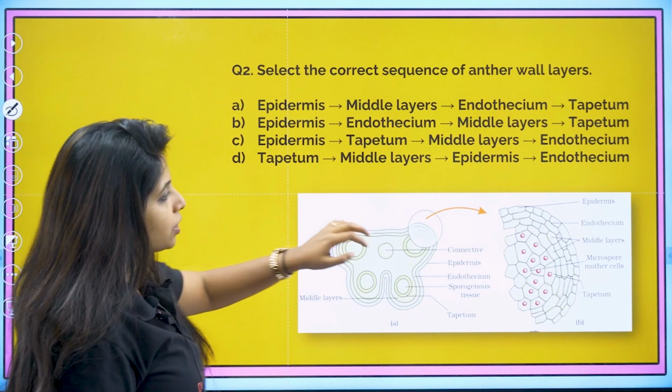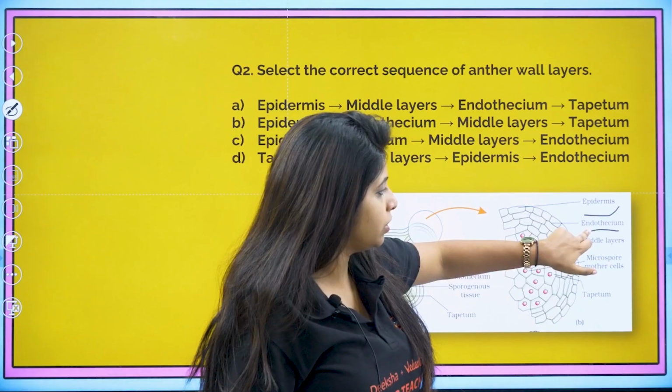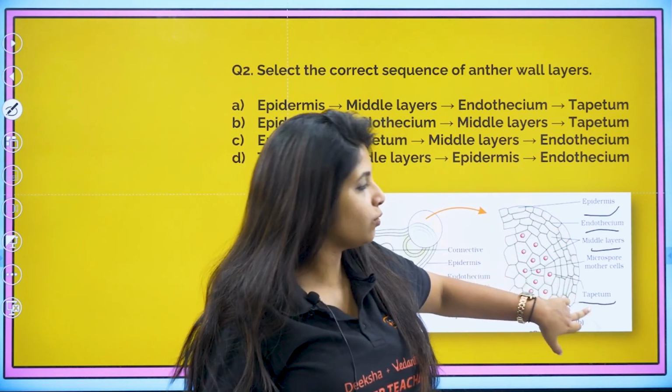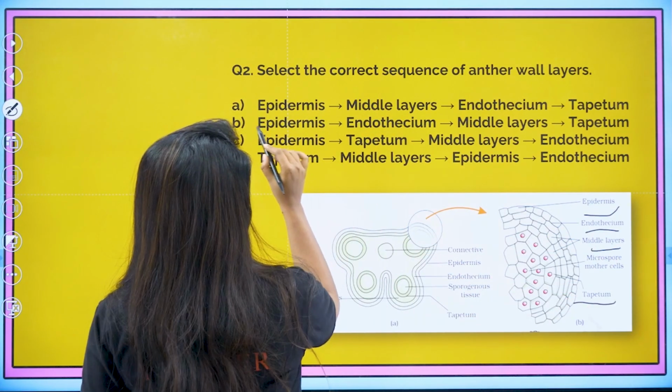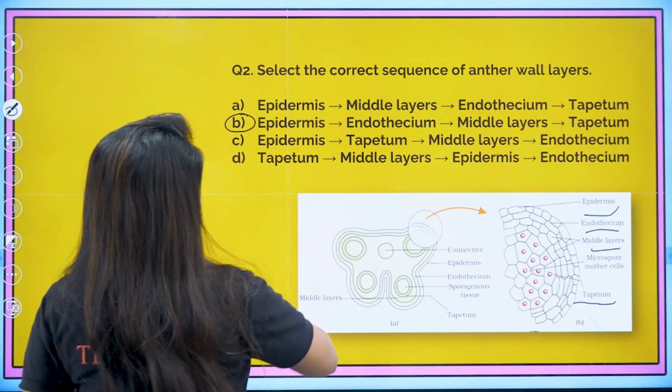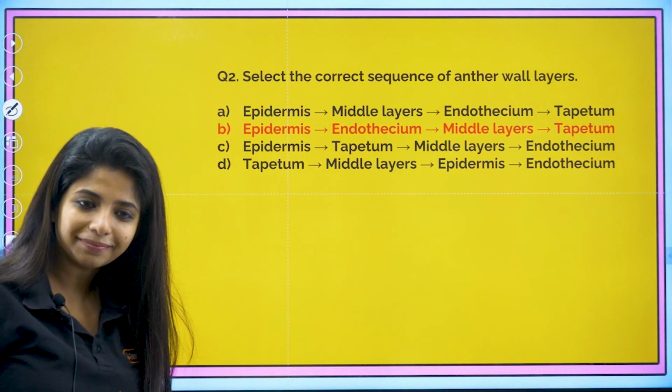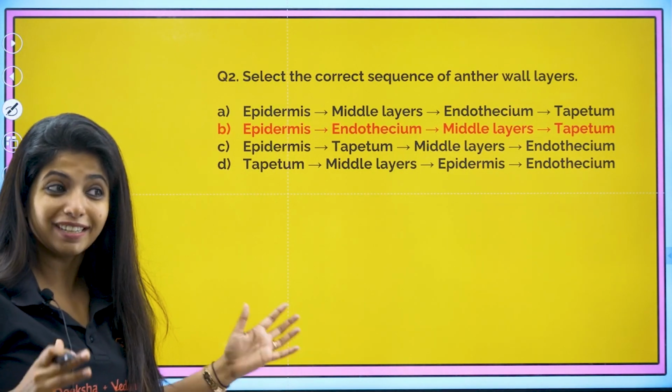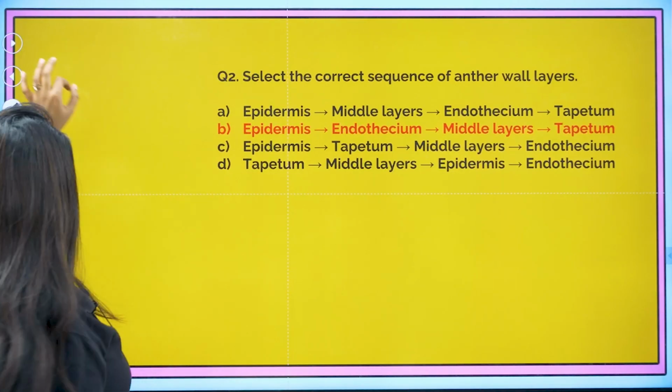So again over here, if you see the picture, epidermis first, then endothelium, then middle layer, and then you have the tapetum. Epidermis, endothelium, middle layer, and then the tapetum. So your answer would be B. So one concept, multiple questions are there.